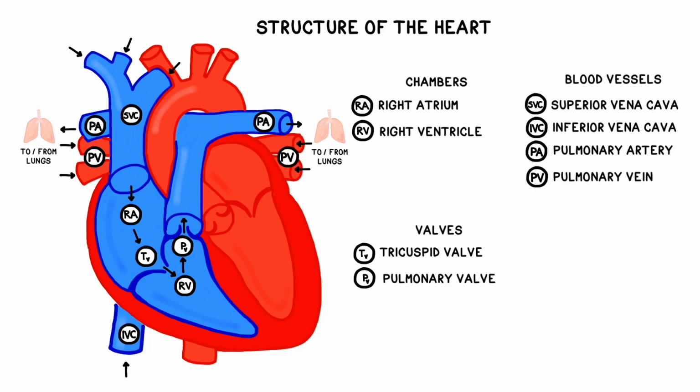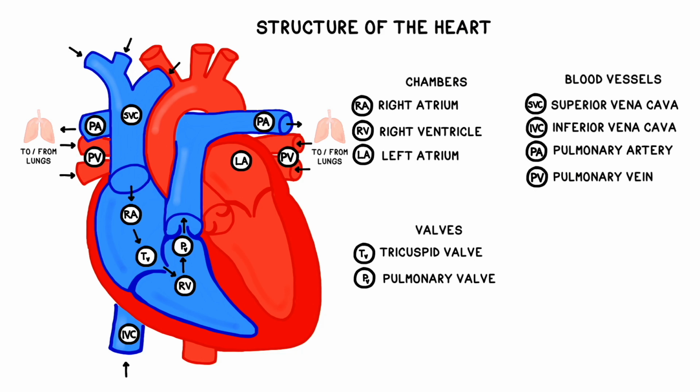The oxygenated blood returns from the lungs via the pulmonary veins. Again, because the blood is coming back towards the heart, these blood vessels are veins even though the blood in them is oxygenated. The blood re-enters the heart in the left atrium.